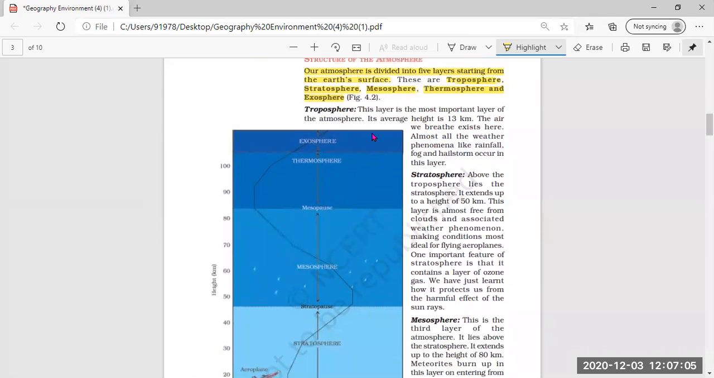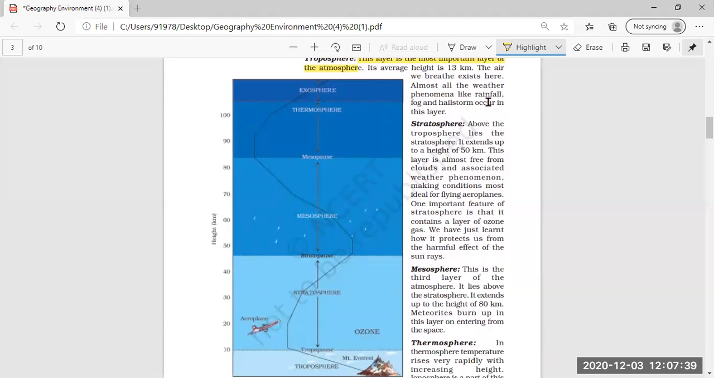First, we'll read about the troposphere, and this is the most important layer of the atmosphere. Its average height is 13 kilometers, and the air we breathe exists here only. Almost all the weather phenomena like rainfall, fog, and hailstorm occur in this layer. So this is the most important layer of the atmosphere. It is the troposphere, and its height is 13 kilometers.